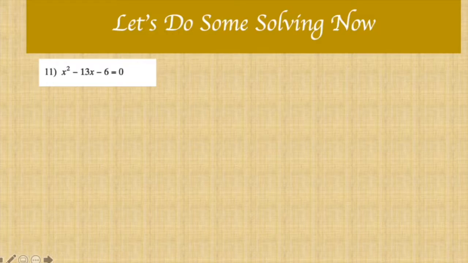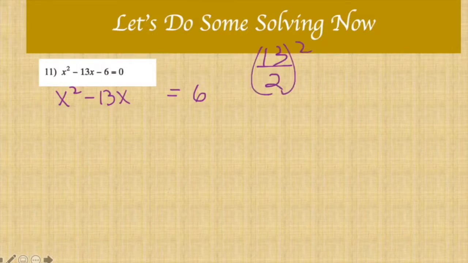On number 11, we have to do like we did on number 9. We need to move over the 6 to the other side so we can create that blank. So we have an x squared minus 13x. We're going to leave the blank and bring the 6 over by adding. We're going to take half of that 13, square it. This cannot be reduced. It's going to stay a fraction. That's not a problem. We'll just add that squared, which is going to be 169 over 4. We're going to do it to both sides.